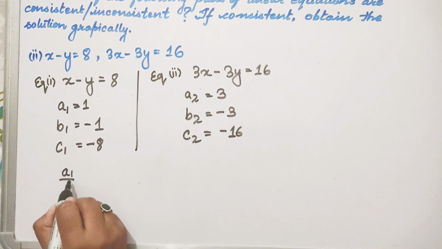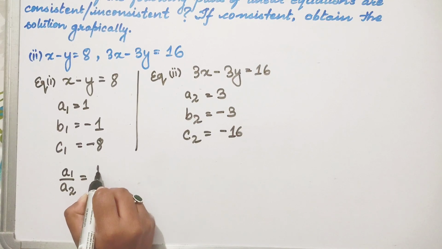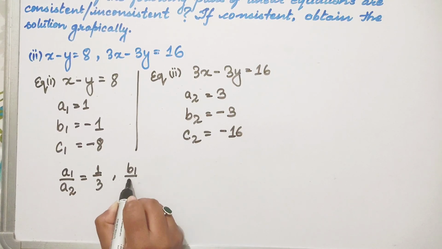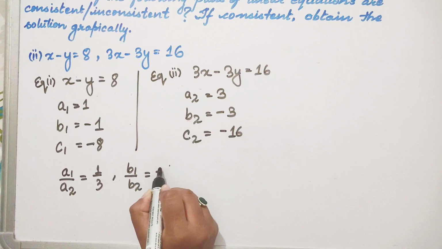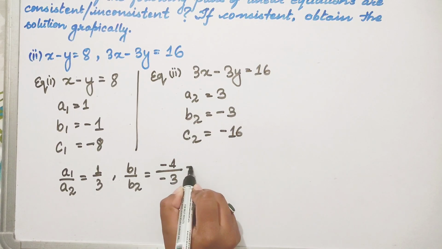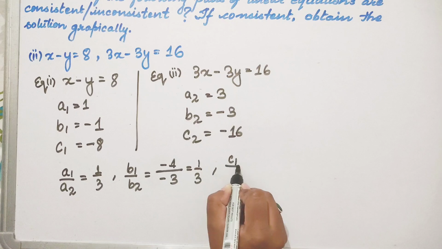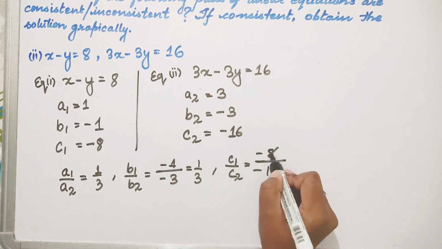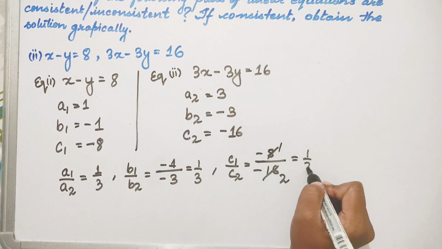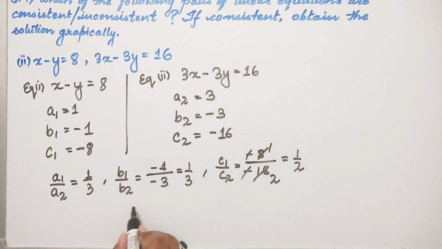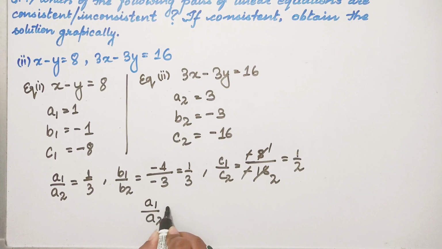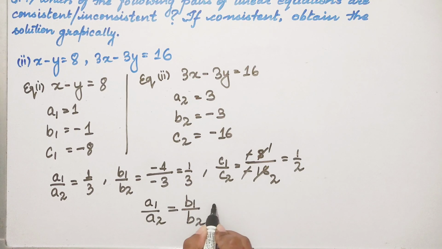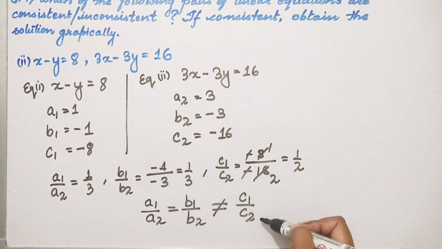Next we can check: a1 by a2 is 1 by 3, b1 by b2 is minus 1 by minus 3, which is 1 by 3. c1 by c2 is minus 8 by minus 16, which is half. The minus will cancel out. So here we can see the condition is a1 by a2 is equal to b1 by b2, which is not equal to c1 by c2, since a1 by a2 and b1 by b2 are 1 by 3 and 1 by 3, and c1 by c2 is half.